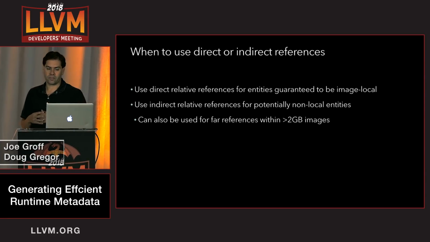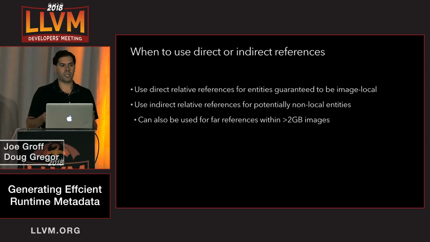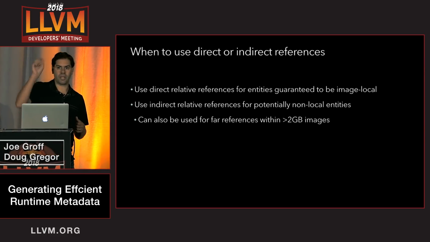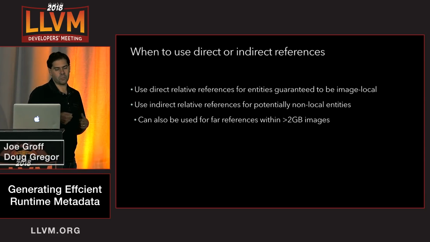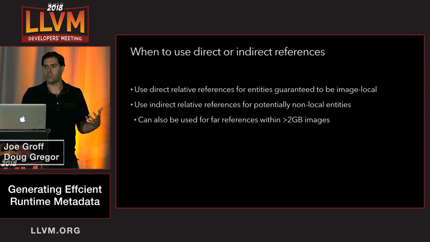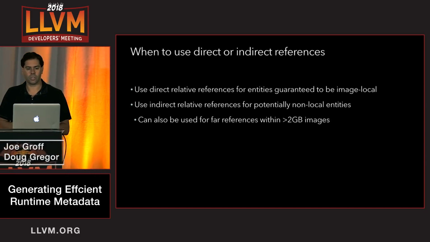You can use indirect relative references when you're referring to something that might be non-local, because there is something in the global offset table that can be patched up by the loader there. Now, you could also use indirect references if your relative references are based on 32-bit offsets, and you may actually be building greater than 2 GB images if you're in that world. Generally, we haven't had to do this in our work.